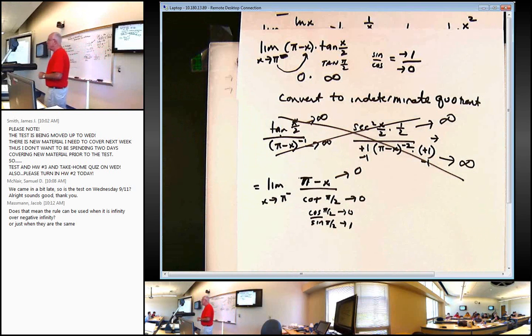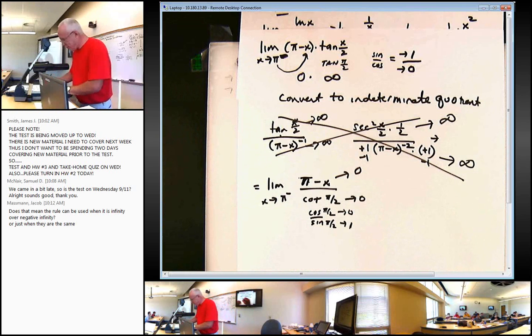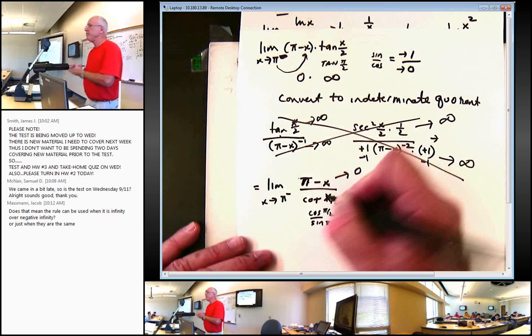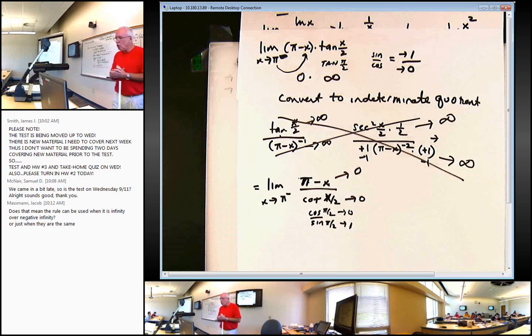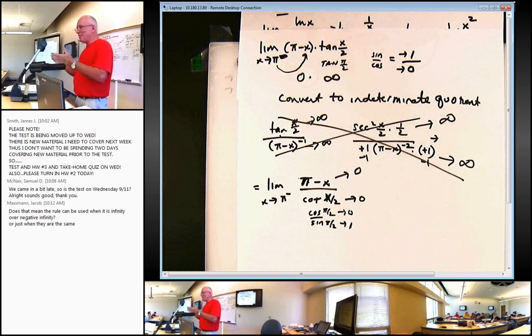Yes. Should it be the cotangent of x over 2 or pi over 2? Oh, it should be x over 2. Yeah, thanks. Yes. Okay. I had already just decided to substitute it in, but thanks.